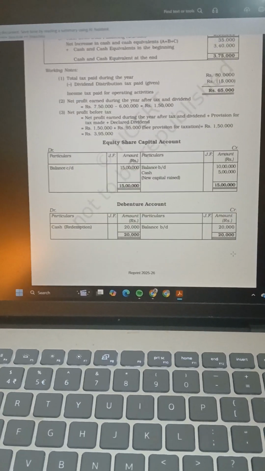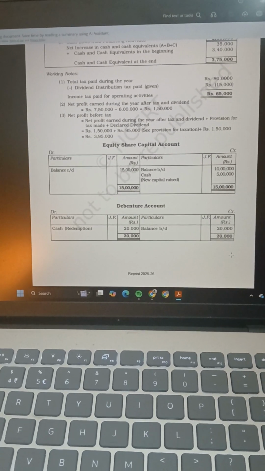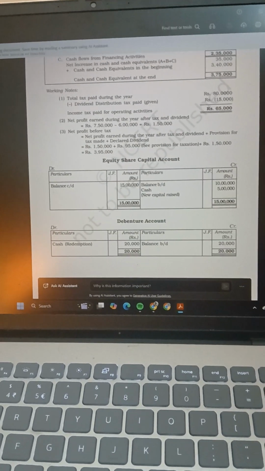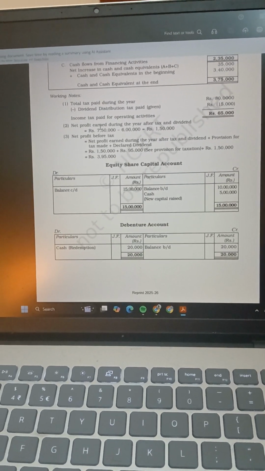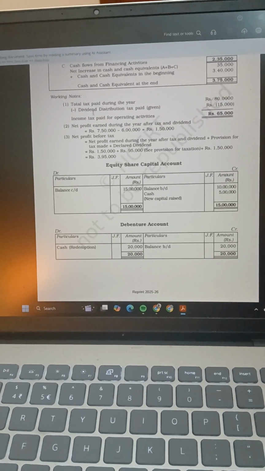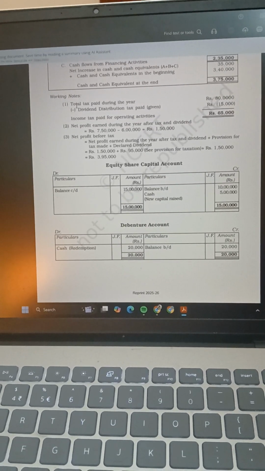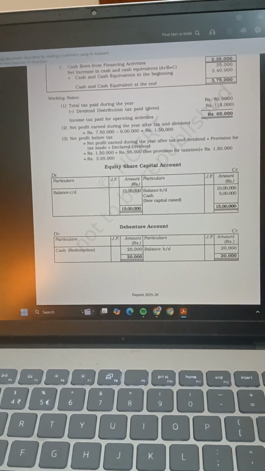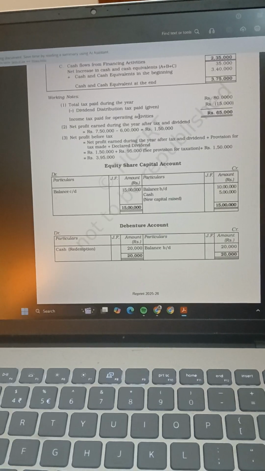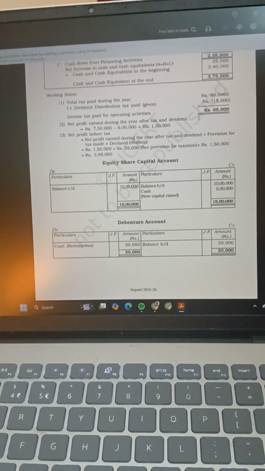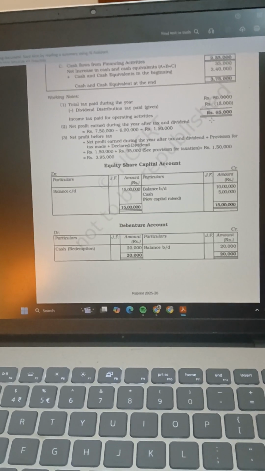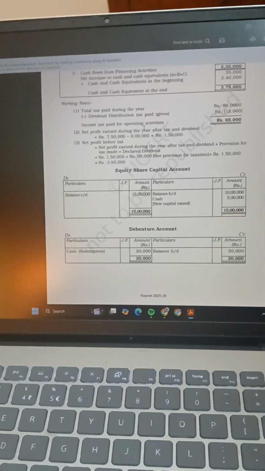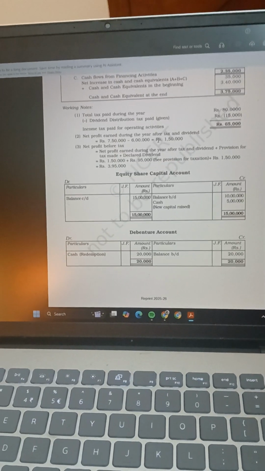Then moving on to some calculations before proceeding on to the preparation of cash flow statements. First, we have to calculate the income tax paid for operating activities. Before that, we write the total tax paid during the year, that is 80,000, and dividend distribution tax, that is given in the additional information, 15,000. By reducing this, we get the amount 65,000, that is the income tax paid for operating activities.